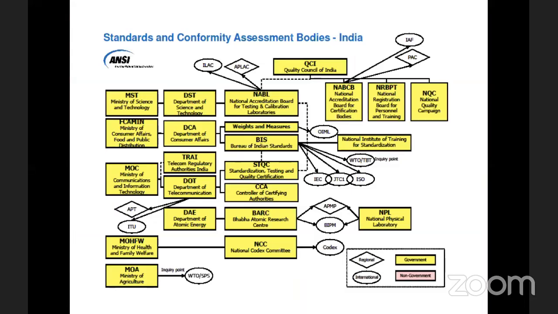Various agencies are involved in healthcare. QCI, the Quality Council of India, is the parent agency. Under them comes the Department of Science and Technology, the Ministry of Science and Technology, and the Ministry of Health and Family Welfare also comes under that. And this is the hierarchy of the QCI. QCI is an independent agency and they make all the rules and regulations.